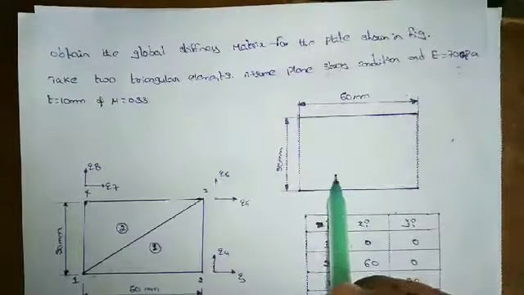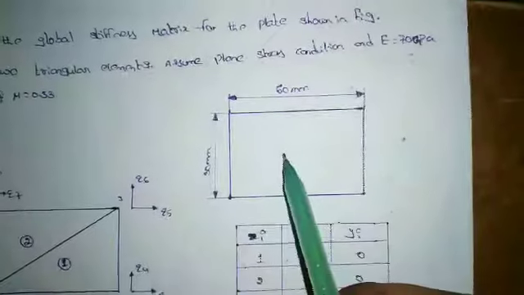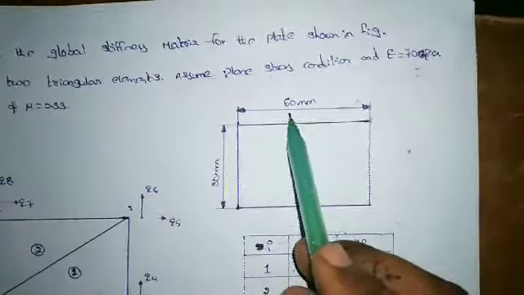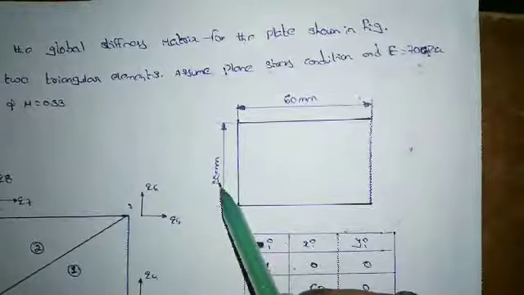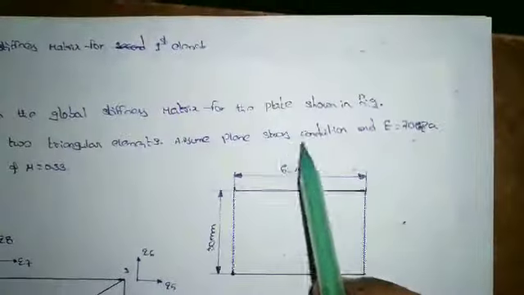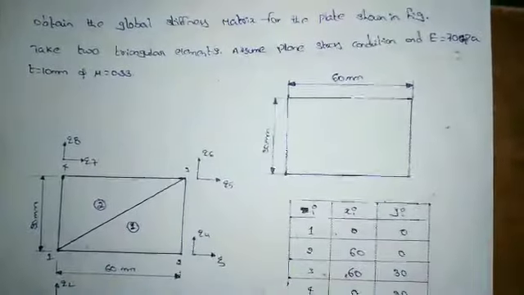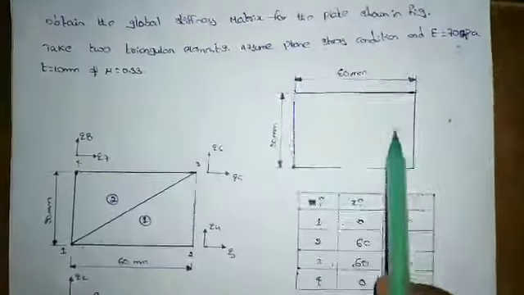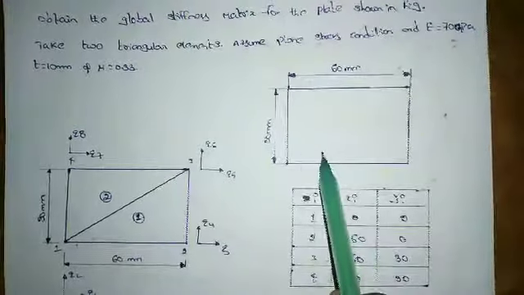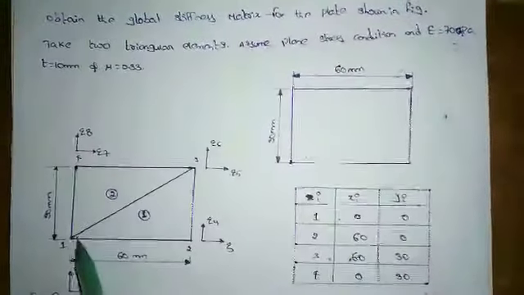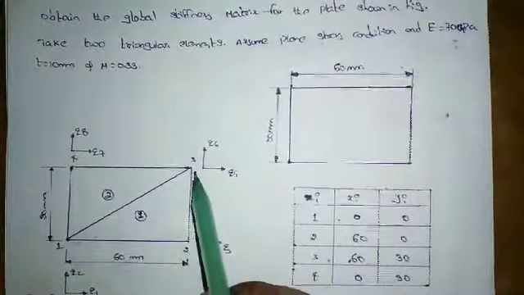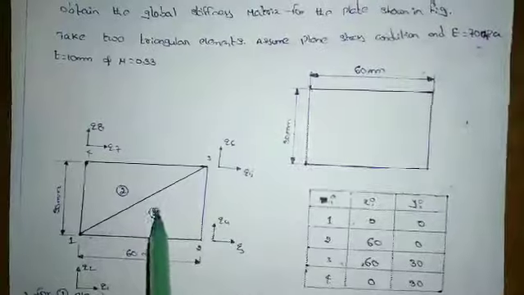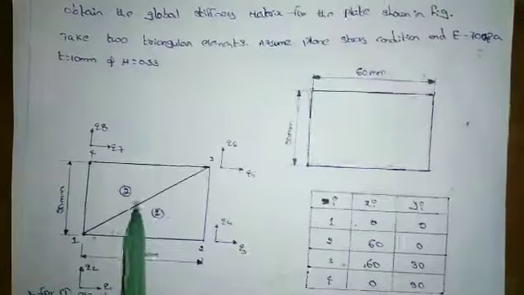Here is the figure given in this problem. The length of the plate is 60 mm, the width of the plate is 30 mm, and the thickness is 10 mm. In this problem it is mentioned to consider two triangular elements. So you have to divide this plate into two triangular elements, means draw one diagonal line. The rectangular plate is divided into two triangles. This is element number 1, this is element number 2. These are the two elements.